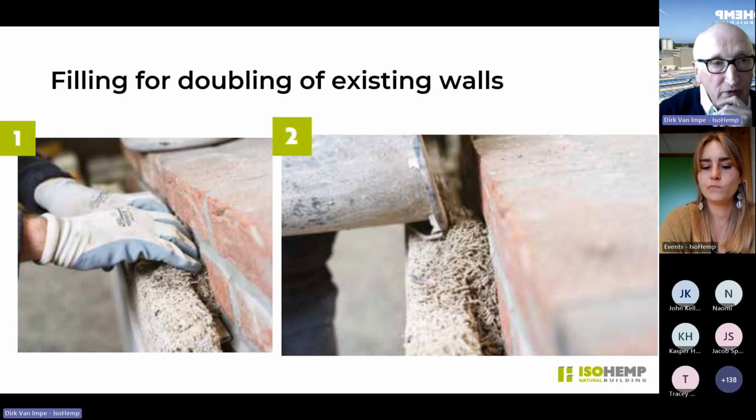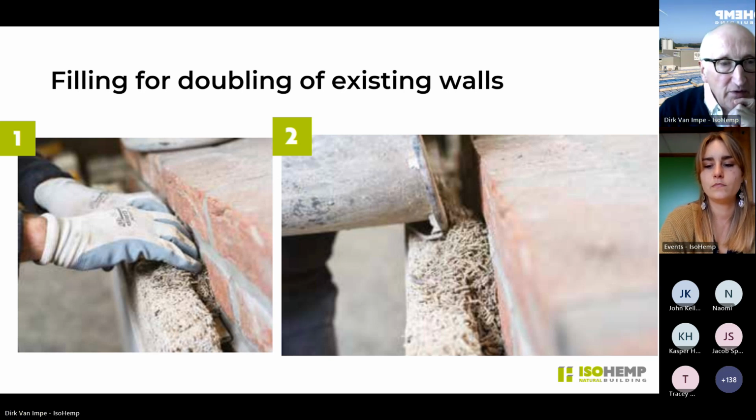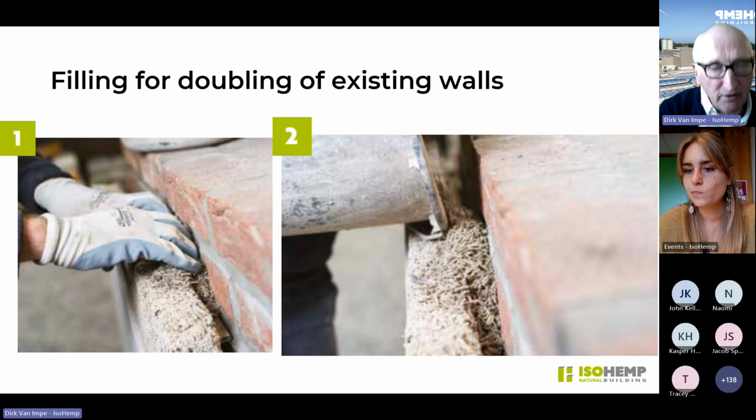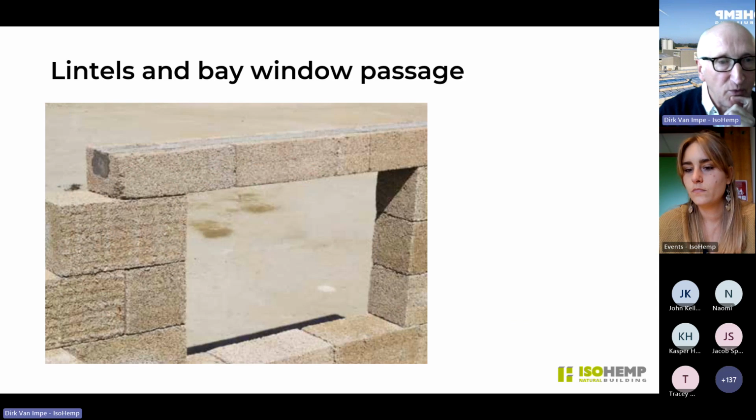We have also a system of filling for doubling existing walls. Then you leave a cavity. I will come back to it later in detail. So you leave a cavity and you fill it afterwards with the hemp lime mixture. It's a hemp lime mixture, dry, to have a quick filling. So here you see in practice how it is filled. This is just good to have a good connection between the inner block and the existing wall.